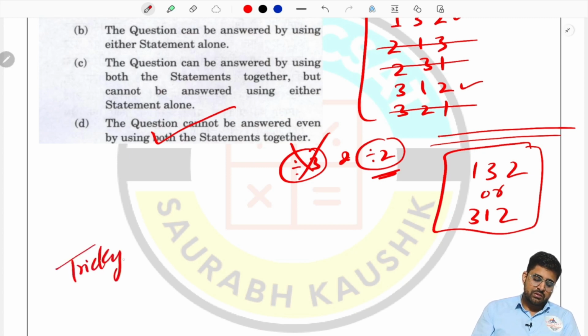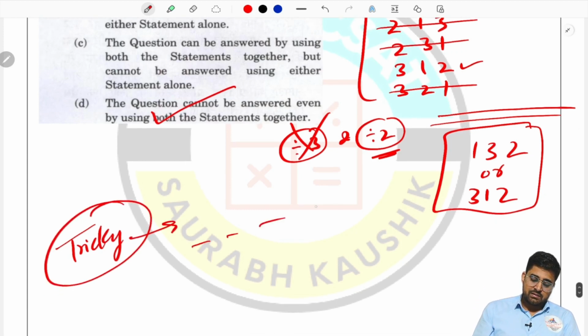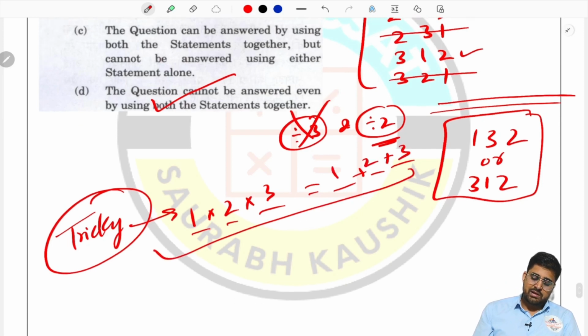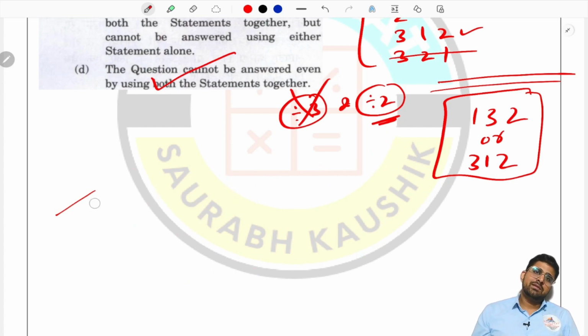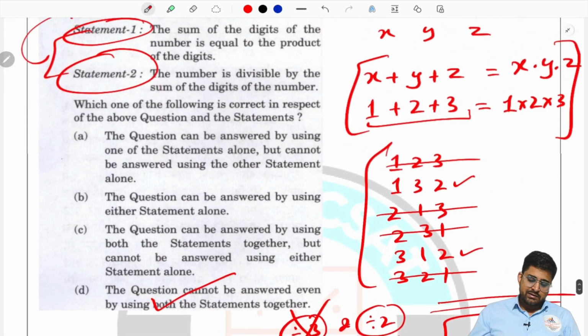Why? Because you have to remember that in case of 3, as per my information, only this is possible, and for 2, this is possible. Otherwise, there is nothing, no numbers are there. Okay, I hope you are clear on this, and try it yourself. If you found some other number, please mention it in the comment section. Let's move to the next question.